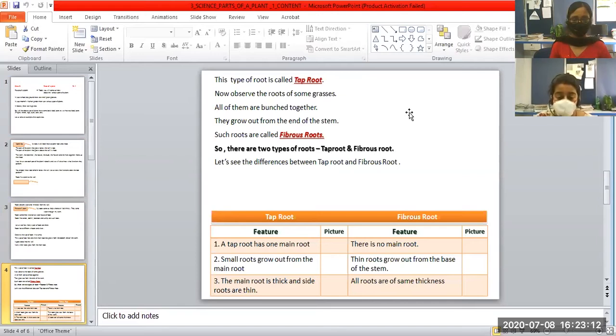All right? Yes, ma'am. So now let us see the difference between taproot and fibrous root. A taproot has one main root, whereas in a fibrous root, there is no main root. In taproot, small roots grow out from the main root, whereas in fibrous root, thin roots grow out from the base of the stem. In taproot, the main root is thick and side roots are thin, whereas in fibrous root, all the roots are of the same thickness. Right? Yes, ma'am. Now, I will show you a video which will help you to understand this better.